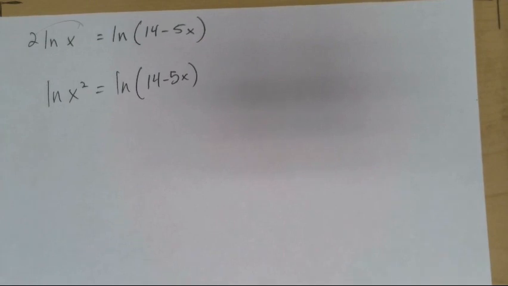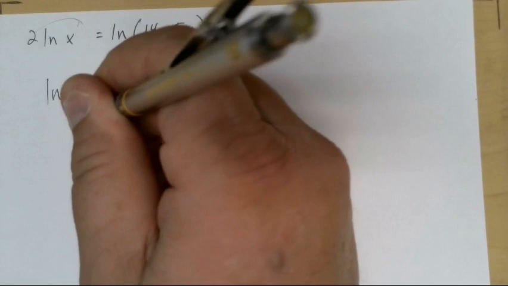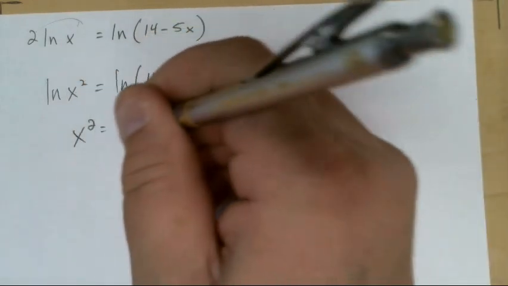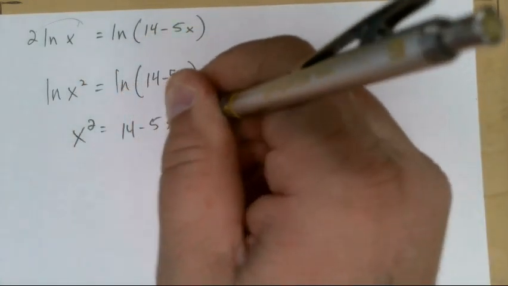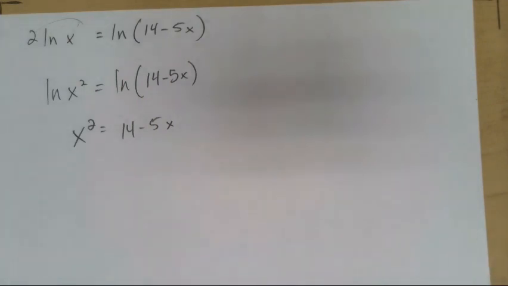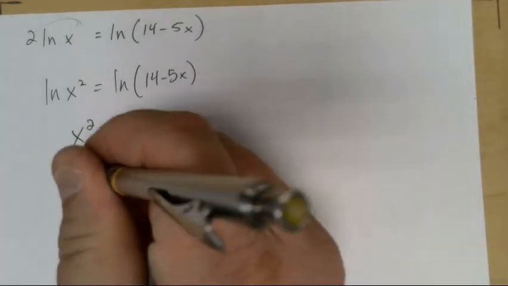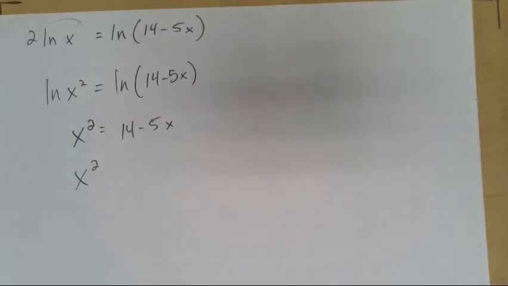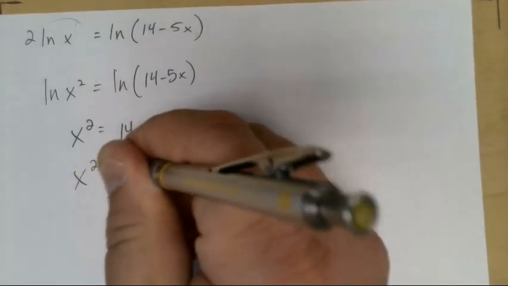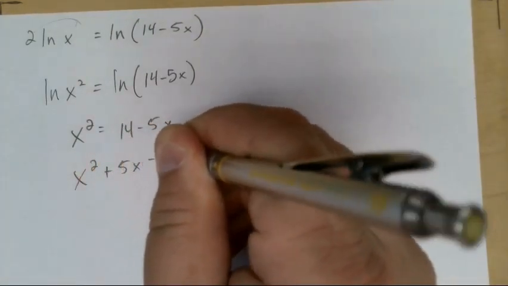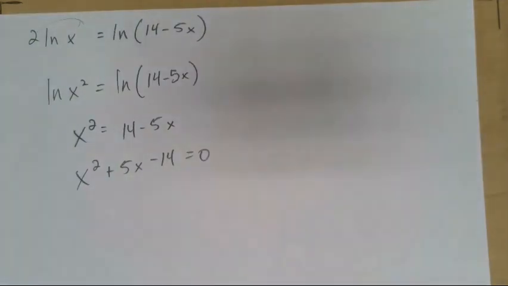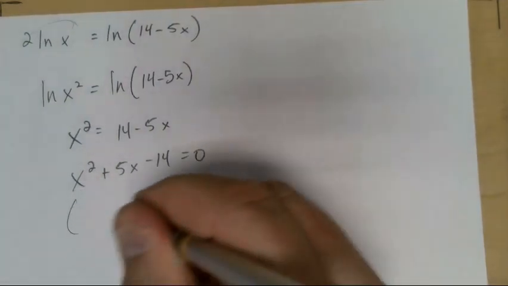Well, since I have a log equals a log, I can just take the insides and set them equal to each other. So x squared equals that, 14 minus 5x. Cool. Now, that's a quadratic. So I'm going to set it equal to 0. X squared plus 5x minus 14 equals 0. And I'll solve this. This is factorable, I think.